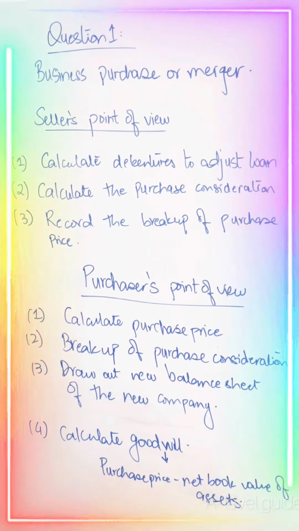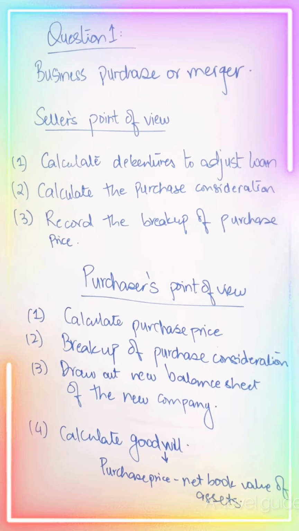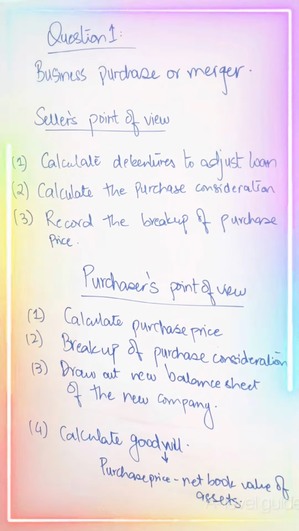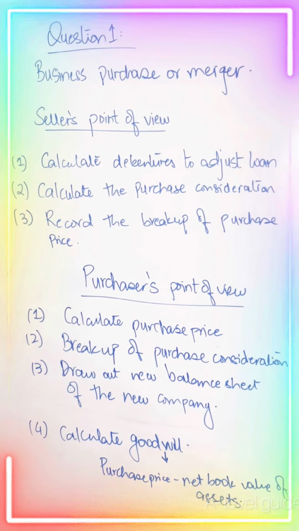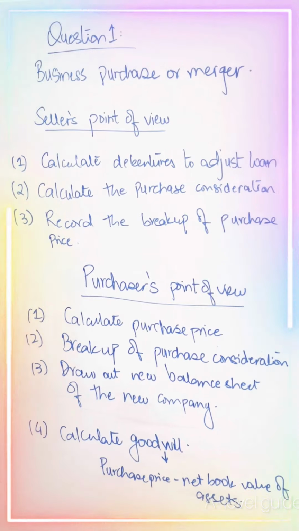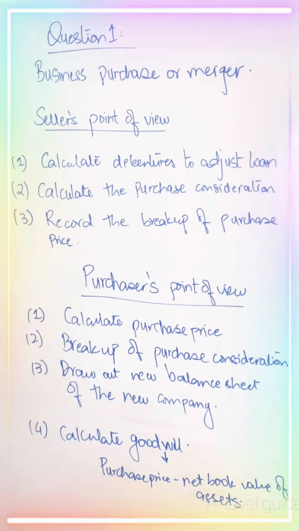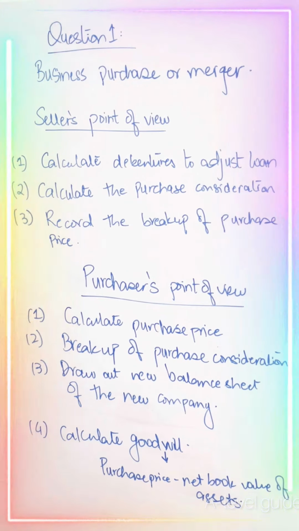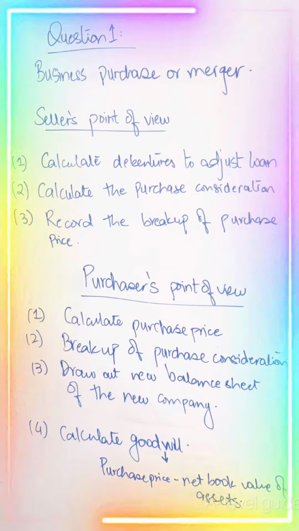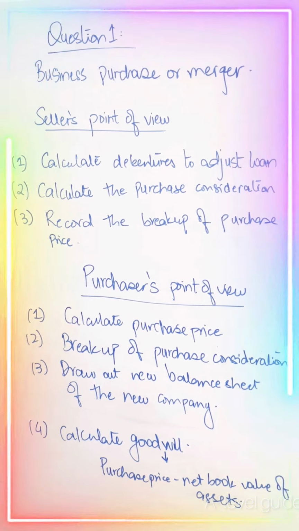The third one is that he has to record the breakup of the purchase price. Like I told you, it can be cash, debentures, the ordinary share, with the share premium. So that is how the seller point of view will be recorded. Moving on to the purchaser's point of view, we'll be first of all calculating the purchase price, the price that is going to be paid to the company as he is going to be buying the company. And then he will also calculate the breakup of the purchase consideration as mentioned above.